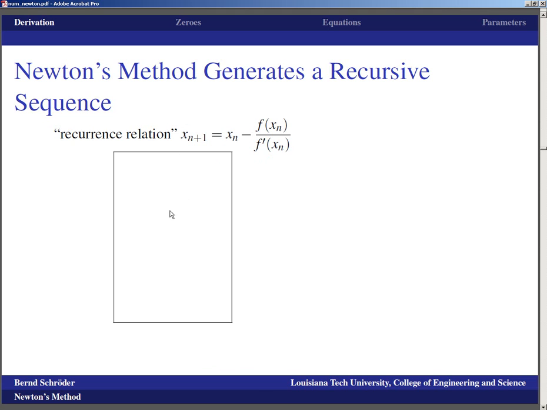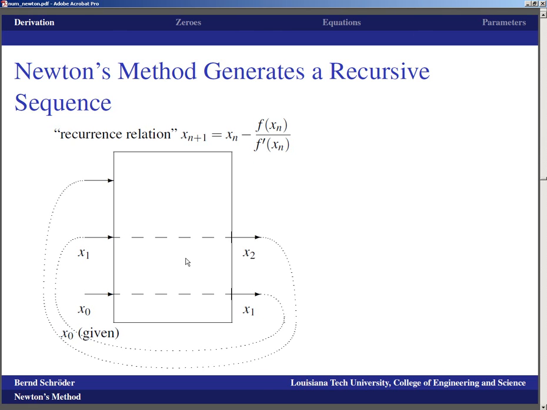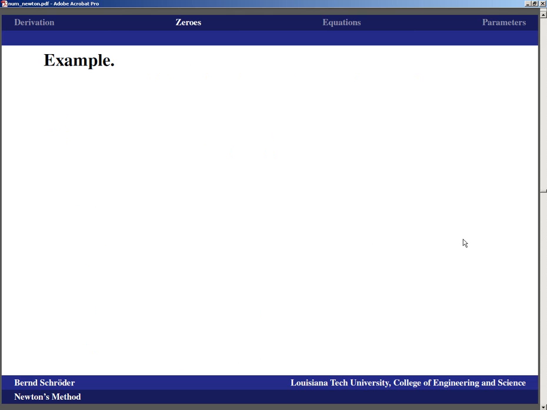And that recurrence relation basically is a black box, and what happens is you feed your x0 in there, you get an x1 out. Then you feed that x1 back in, and you get an x2. You feed that x2 back in, you get an x3, and it just continues like that. Let's finally look at an example with numbers.